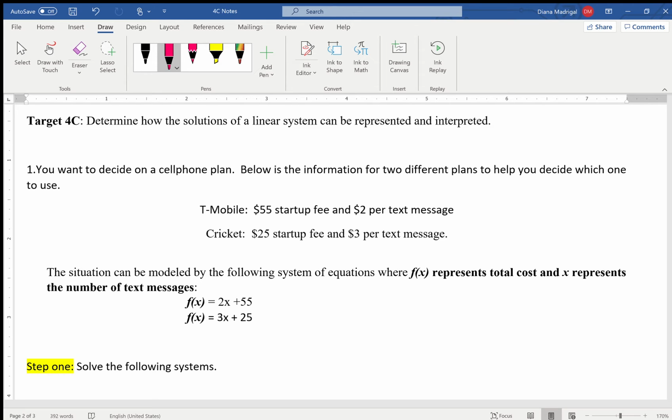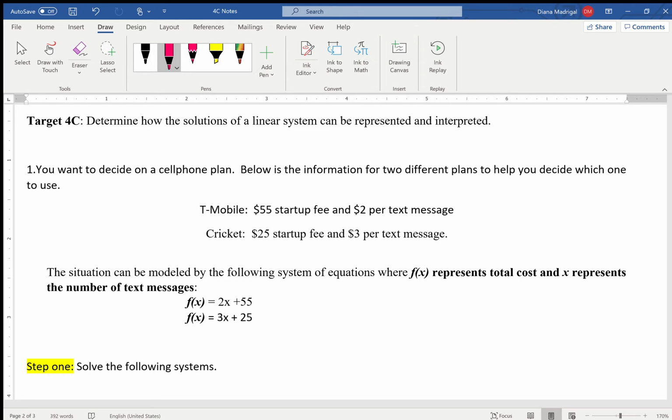All right, so let's try question number 1. Again, everything should be a review of what we've learned so far. We're going to use the information we know before about solving systems to find the solution, and then we have to explain the solution.